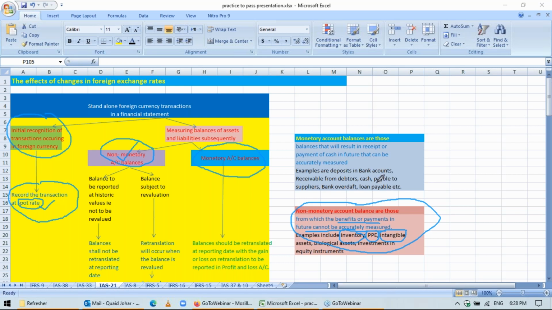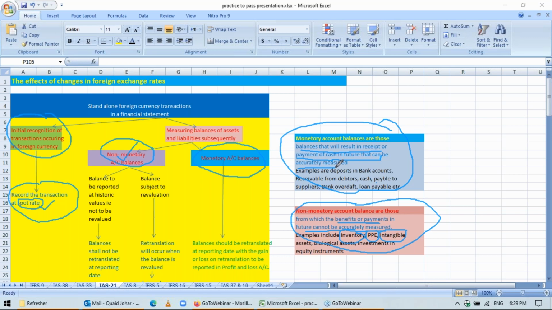So these are monetary items: accounts receivable, accounts payable, then your foreign currency deposit accounts in the bank, bank overdraft, loan payable, loan receivable, redeemable preference shares payable. These are monetary items because you can exactly translate them into cash figures which will occur in future. So what are monetary items? Monetary balances are those items that will result in receipt or payment of cash in future that can be accurately measured. So you can measure it exactly. So they are monetary accounts.